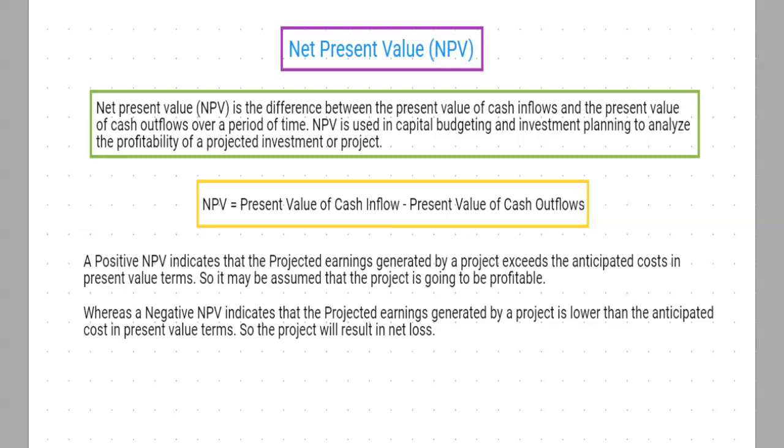If the net present value comes out to be positive, it means that the project is going to be profitable, that is, it is going to generate wealth for the investors. And if it comes out negative, then it is going to result in a net loss. So let's understand it with an example.